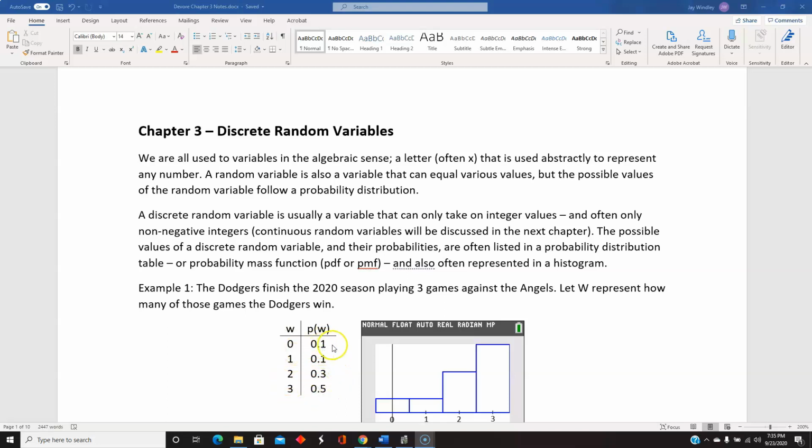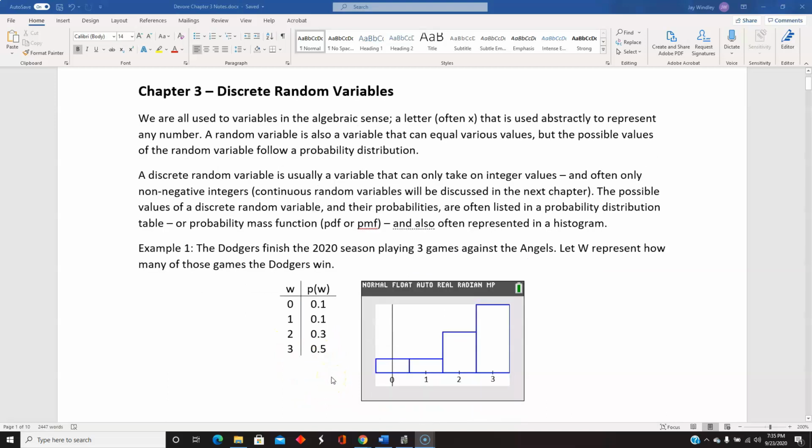And let's just say that the probabilities of those values are given by these decimal numbers here. Where these decimal numbers are coming from is not a big deal at this point, but what you do have to know is that all of these probabilities have to add up to 1. If these are the only possible values of the random variable, then the associated probabilities have to add up to 1. Also, those probabilities are often represented in a histogram. So we see bars for the possible values of the random variable, 0, 1, 2, and 3, and then the heights of the bars represent the probabilities.